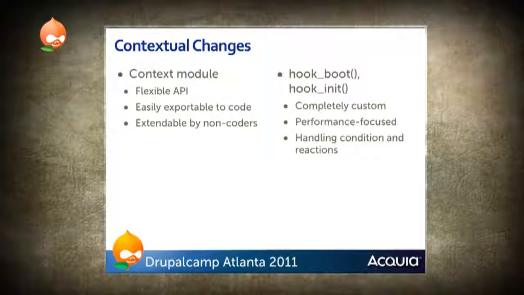Contextual changes. I couldn't think of a better word, so the Context module, right? Why would you use that? It's a flexible API, everyone uses it. It's easily exportable to code, so it's deployable, it's maintainable, and it is extendable by non-coders, right? A great example is mobile tools. If it's mobile, you can show different blocks or switch the theme or do all kinds of other stuff with Context. But what if you want to do something completely custom? You can use something like hook_boot, hook_init.